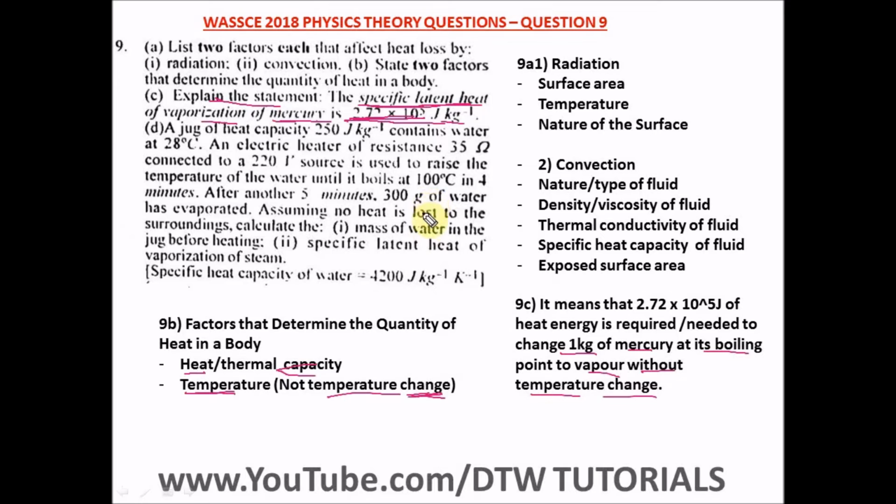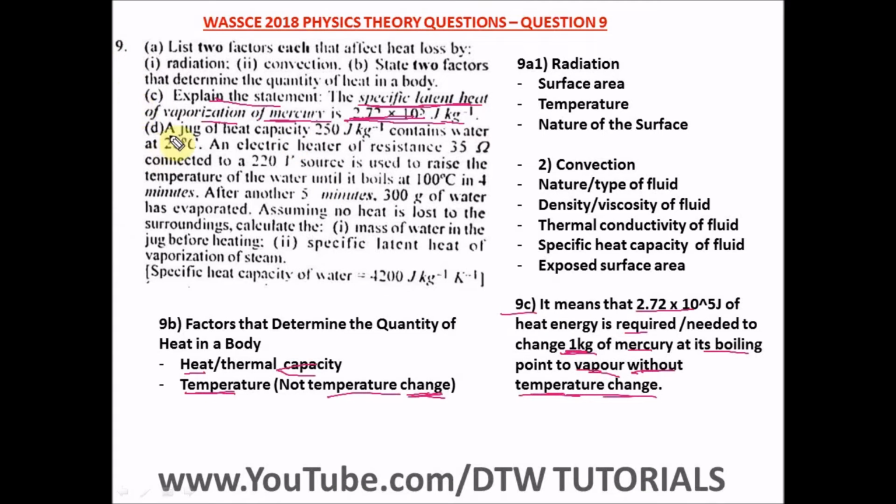That's the heat. So this statement means that this value of heat energy is required to change 1 kg. You remember, when you see specific, like specific heat capacity, it is for 1 kg, but heat capacity is for the total body. So specific is 1 kg. The heat energy needed to change 1 kg of mercury at its boiling point, since we're looking at latent heat of vaporization, to vapor without temperature change, at a constant temperature. This amount of energy is needed to change 1 kg of mercury at its boiling point to vapor without temperature change. So this is the answer for 9C.